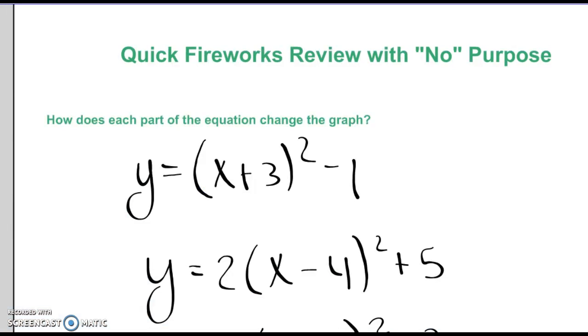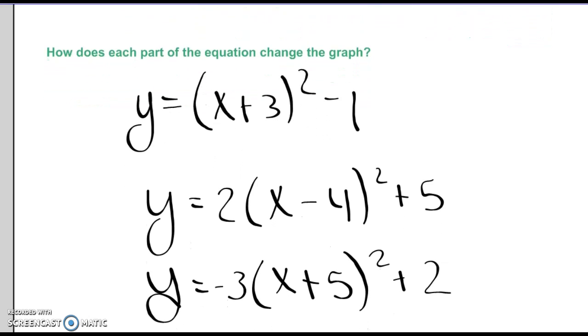In this video, we're going to talk about graphing logarithms, but before we do that, we're going to do a quick transformations review with no purpose, and then you'll see the purpose. How does each part of the equation change the graph? So let's take a look at this from transformations.